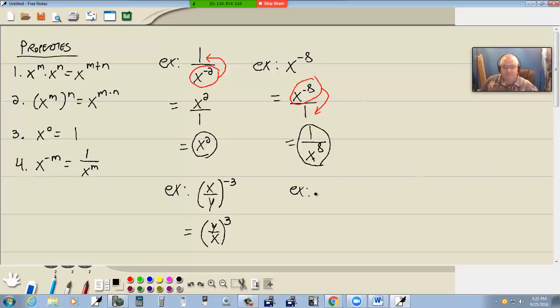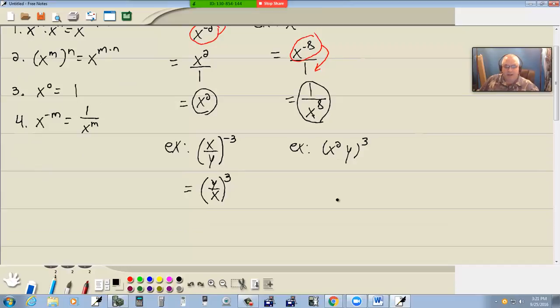For example, if I have x squared y to the third power, you notice how everything is either multiplication or division inside the parentheses. We've got x squared times y. So what that means is we'll take the x squared to the third power and the y to the third power. So we'll have x squared to the third, and we'll have y to the third. Well, when you raise one exponent to another exponent, you multiply them together. So 2 times 3 is 6, and this gives us y to the third.